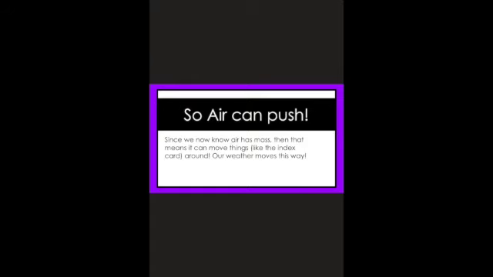Since we know that air has mass, that means it can move things like the index card. And our weather moves this way. It gets pushed around.